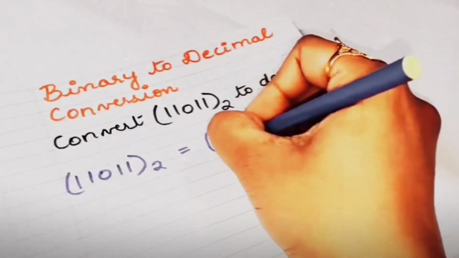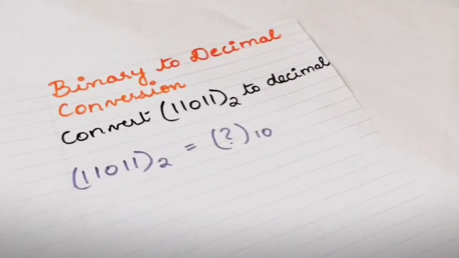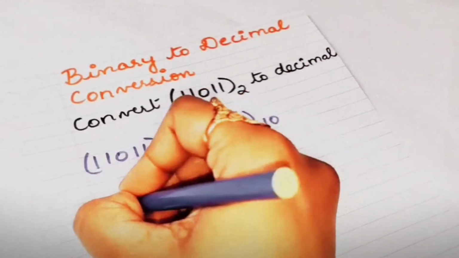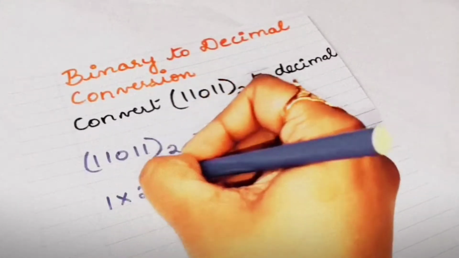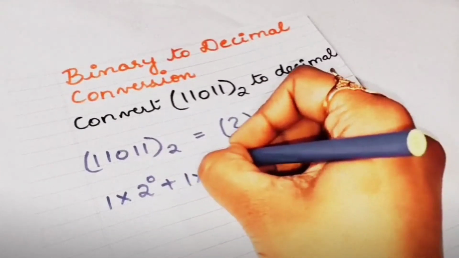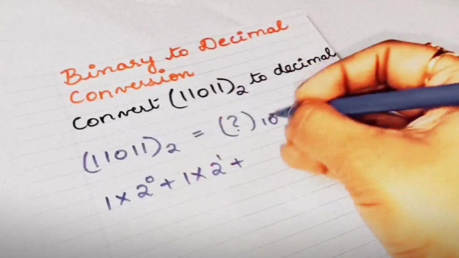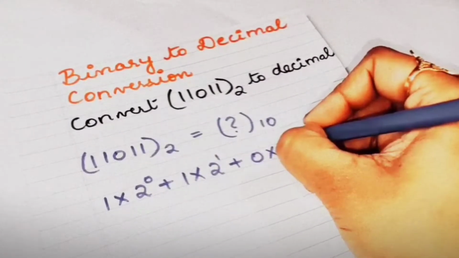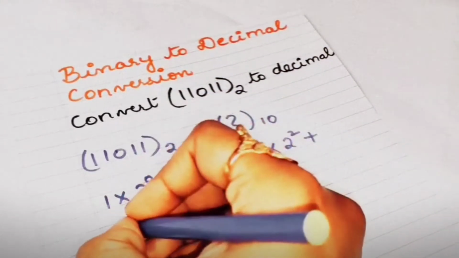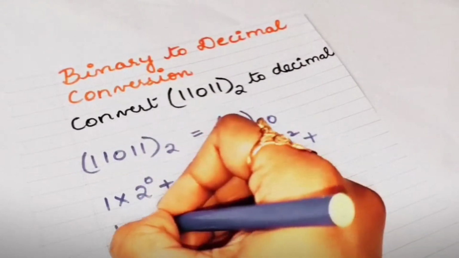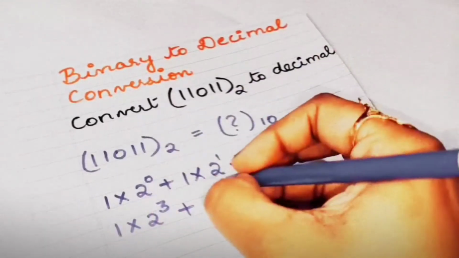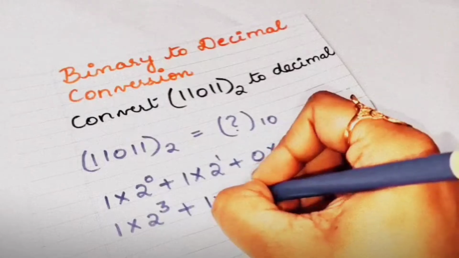So here also we will be using the same method. Let us start from the rightmost side. The rightmost element 1 has the place of 2 raised to 0. So we perform 1 into 2 raised to 0, plus 1 into 2 raised to 1, plus the next number 0 into 2 square, plus the next number 1 into 2 cube, plus the last one, which is 1 into 2 raised to 4.